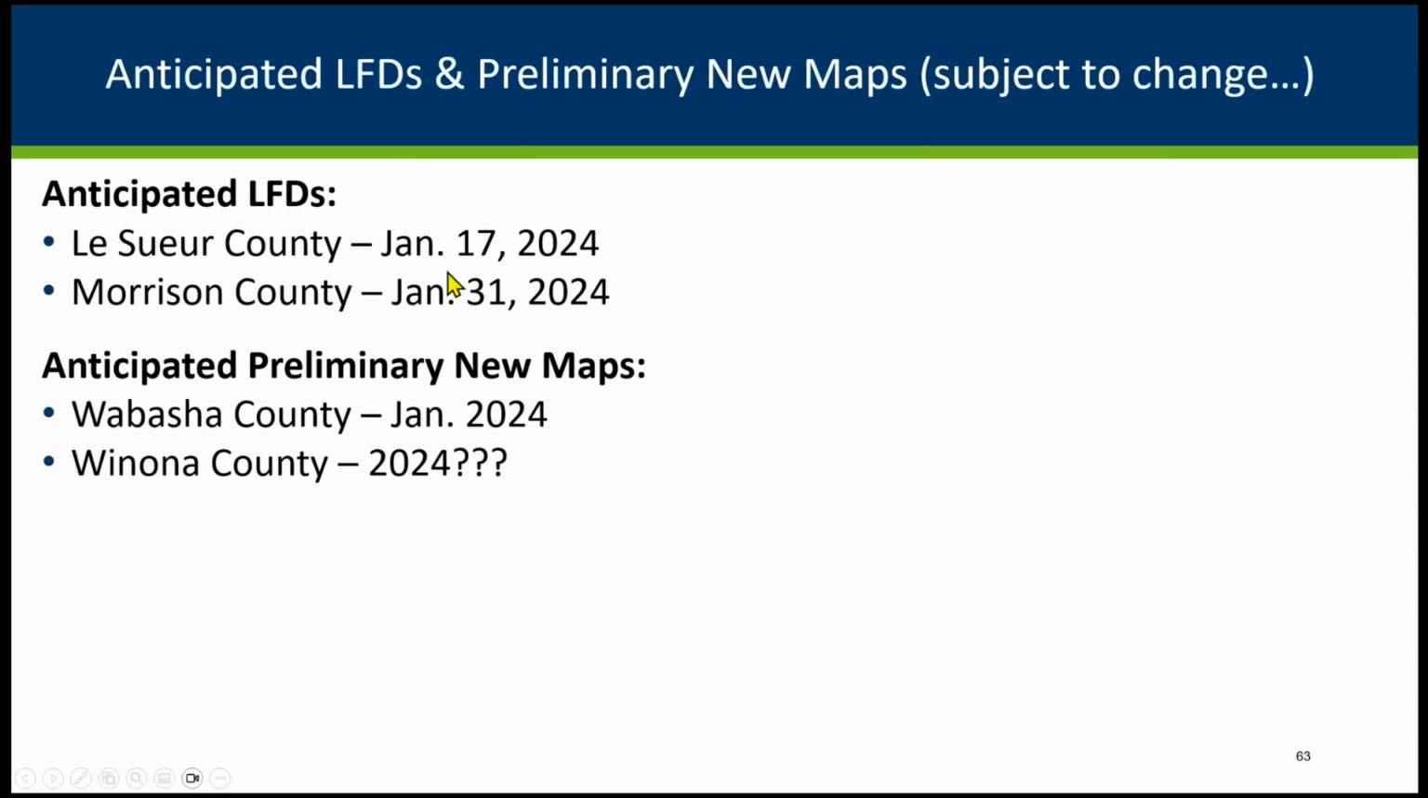In the near future, we just got confirmation. We really expect LeSueur to come out with their letter of final determination, their 6-month warning letter, on the 17th. We still expect Morrison the end of the month. We're waiting on some preliminary new maps that seem to keep getting pushed out. Hopefully Wabasha comes out this month. They've been pushed back a lot.